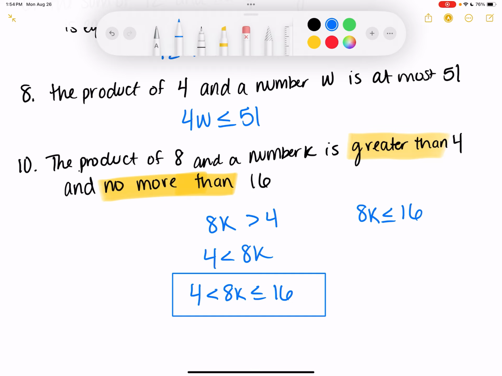All right, any questions on the ones where we're writing the statements? Feel okay with that? Cool. Okay.